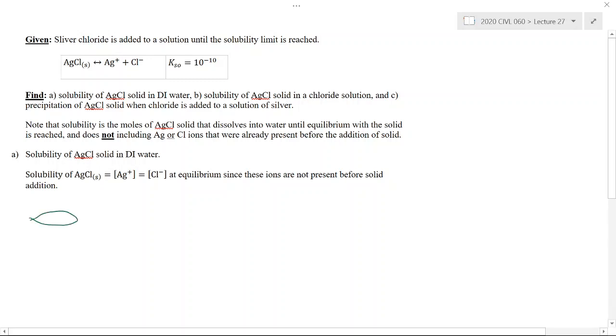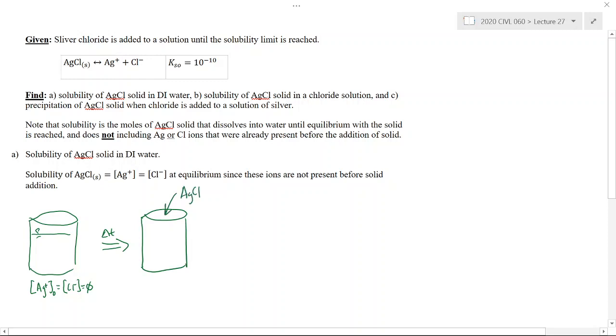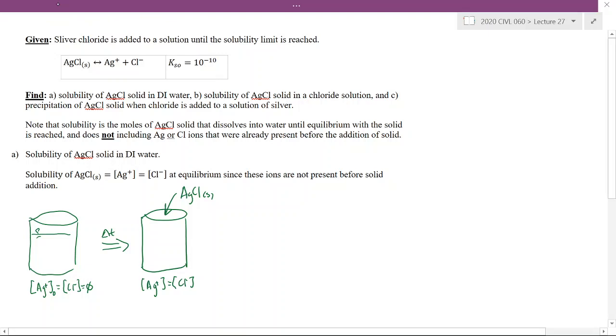I'm going to draw a simple schematic of a beaker, and this is DI water, so it doesn't have any pre-existing silver. Silver initial, chloride initial, they're both 0. But some time period later, in the same beaker, we're going to add silver chloride solid, and we'll have some silver and chloride, and they will be equal. Okay, so let me switch to my blue color.